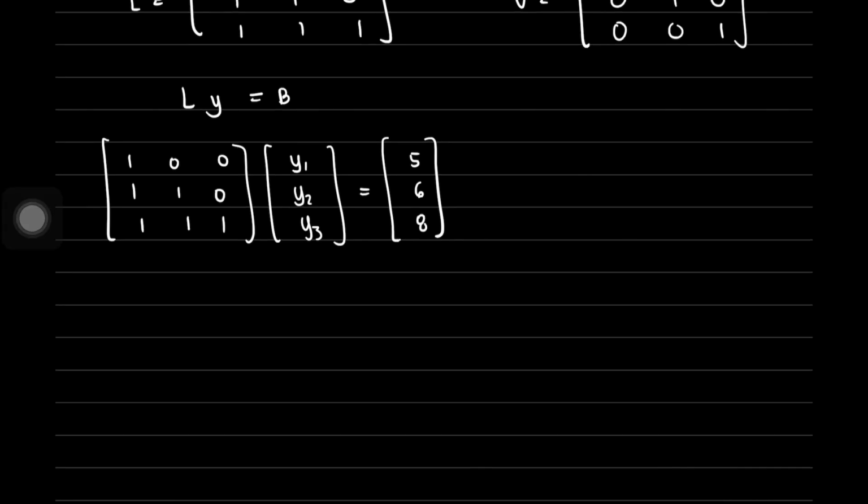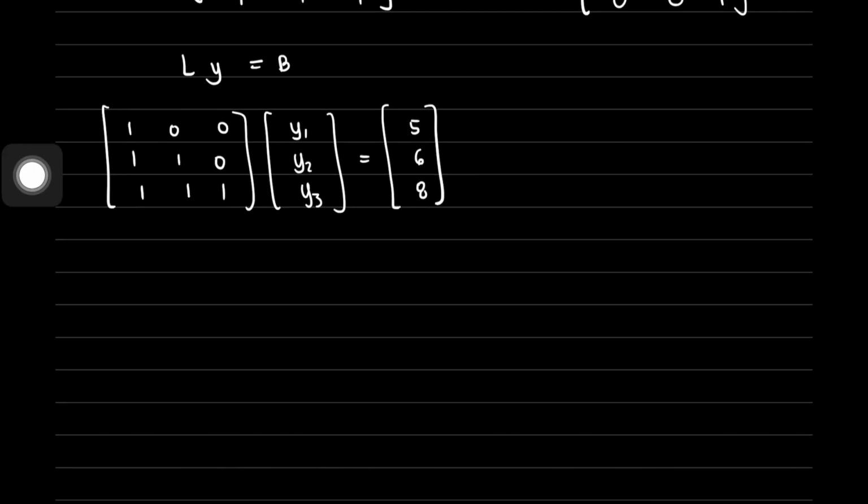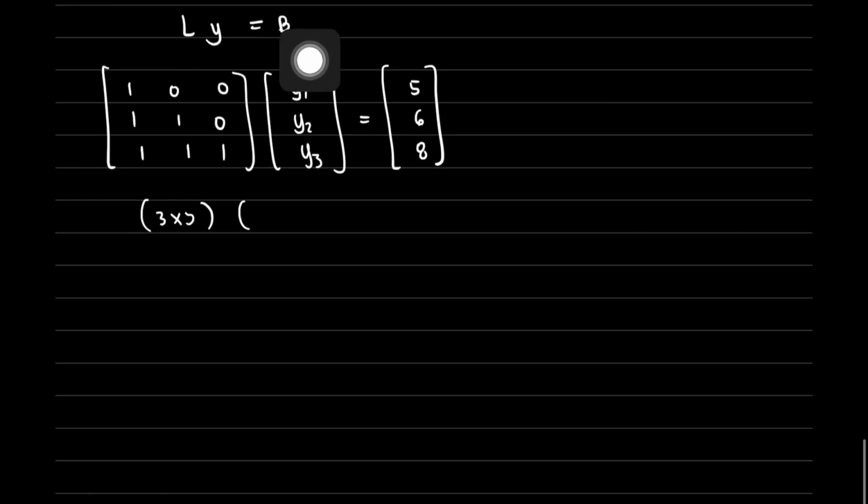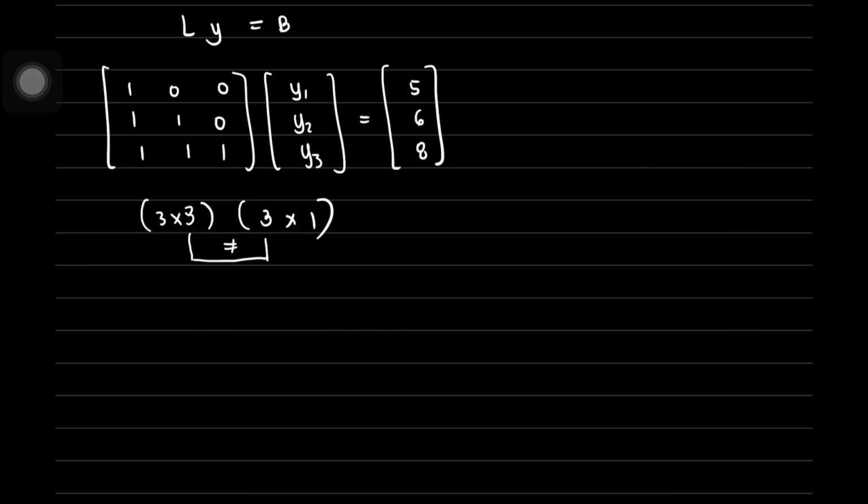Now, we can already solve for the values of y1, y2, and y3 by multiplying this matrix with this matrix and equating it to this matrix. So how are we going to do that? If we test for conformity, this is a 3 by 3 matrix, and this vector is actually a 3 by 1 matrix. Since the number of columns of the first matrix and the number of rows of the second matrix are equal, the resulting matrix would be 3 by 1.